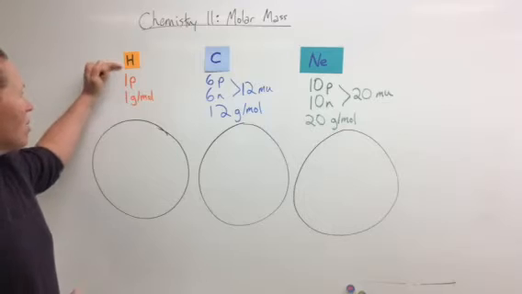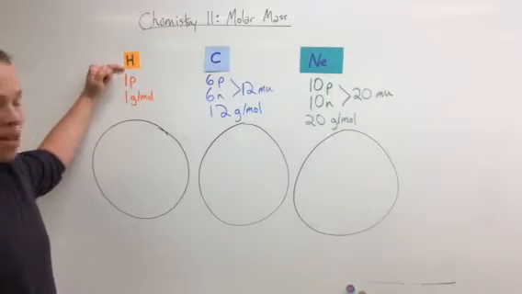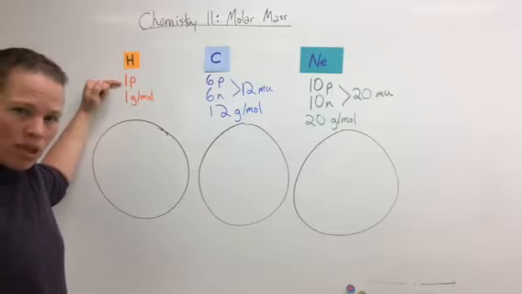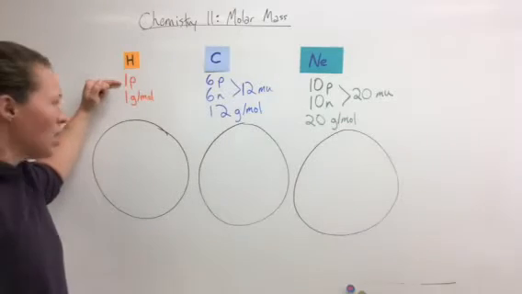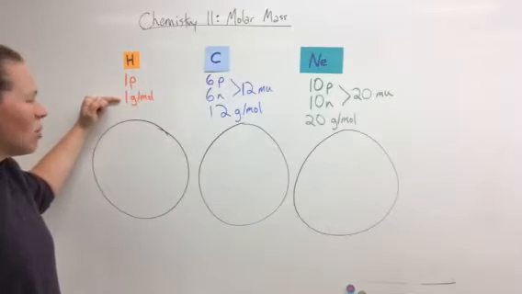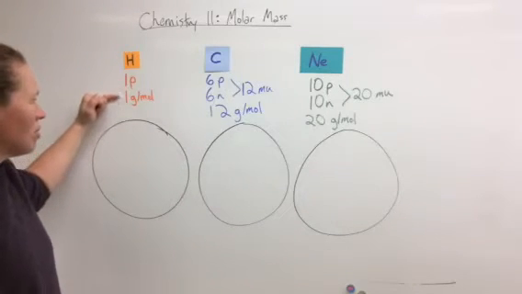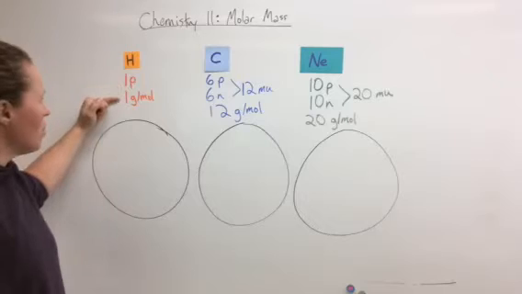So I've assigned the little orange blocks as hydrogens, and a hydrogen has one proton in its nucleus, and so its molar mass, or its atomic mass, is 1 gram per mole. One proton, so 1 unit mass, 1 gram per mole.